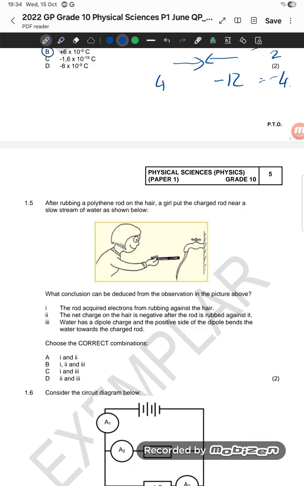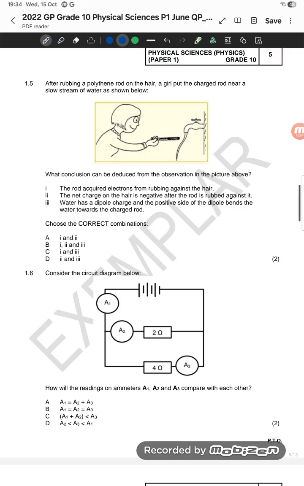Ooh, static, is that static electricity? Cool. After rubbing a polythene rod on the hair, a girl put the charged rod near a slow stream of water as shown below. Please do it yourself. You can do it with a glass rod.